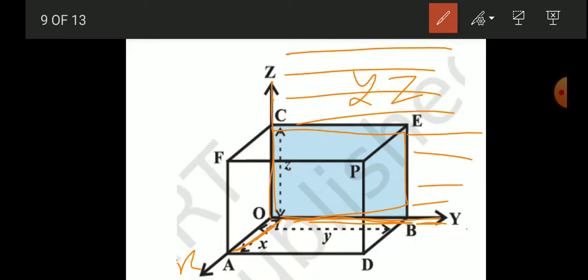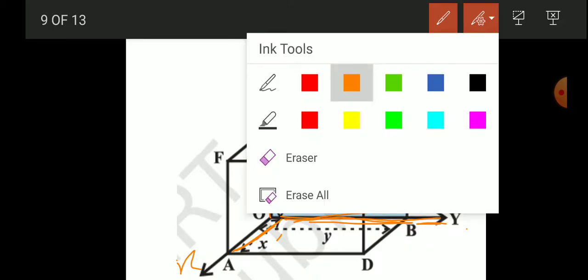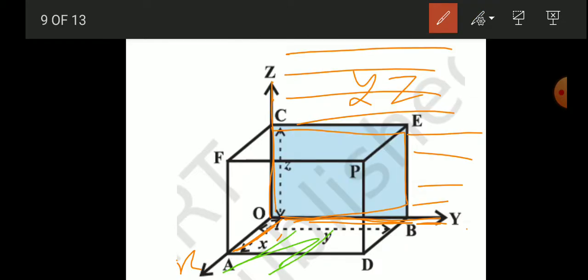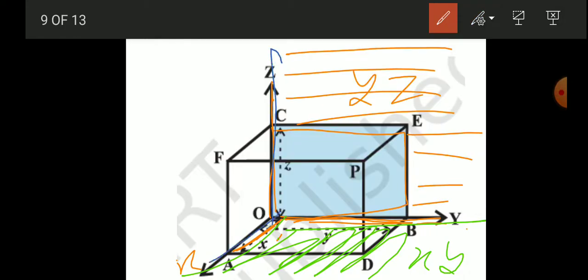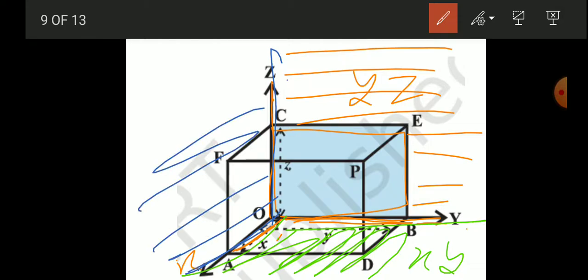Similarly, if you shade here, let us change the color. If you shade here, this is y and this is x, so it is nothing but the xy plane. Similarly, if you shade here, this is x and this is z, so this is the xz plane. We are taking only the positive values so that you don't get confused. Okay, so let's move ahead.